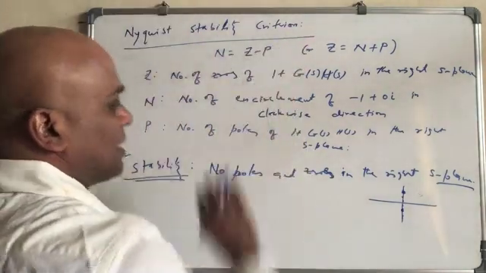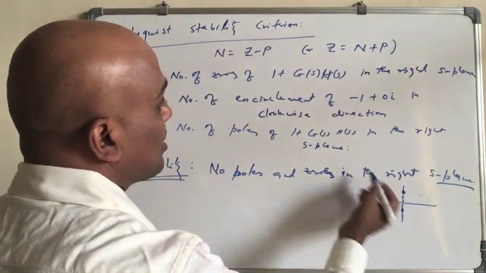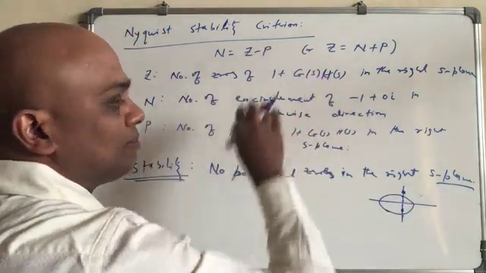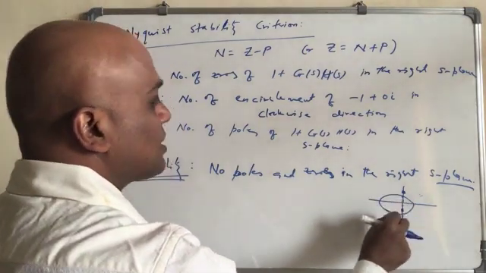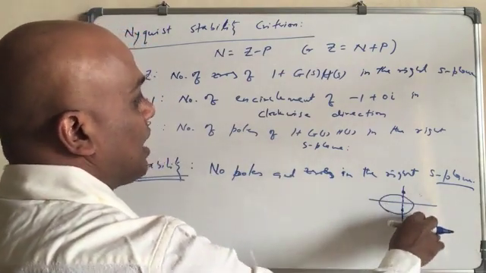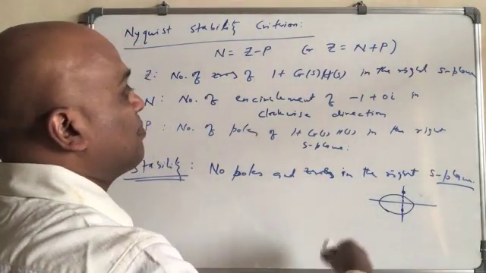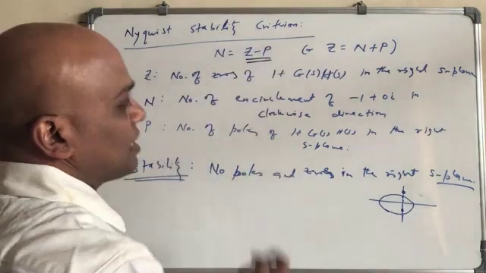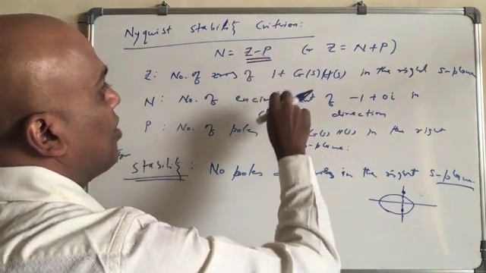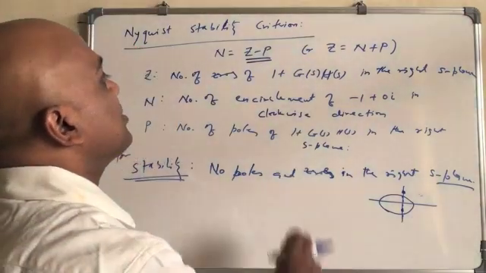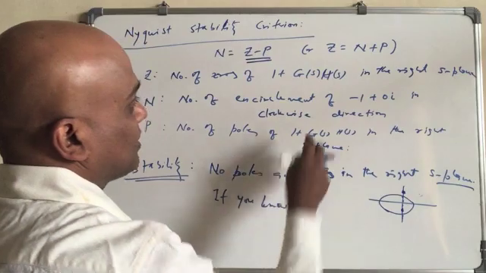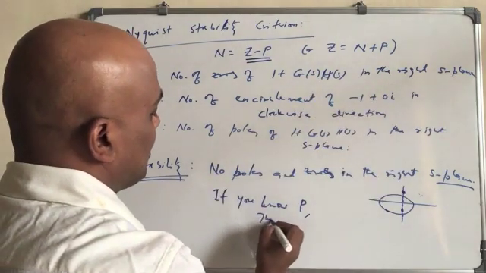This Nyquist stability criterion gives you a tool: based on what the Nyquist plot tells you, you can find out how many poles or zeros will be on the right S plane. But remember that N equal to Z minus P gives you only the difference. It is not going to tell you what exactly N and what exactly P are, unless you know for sure one of them. So if you know the number of poles on the right S plane, then you can know everything.